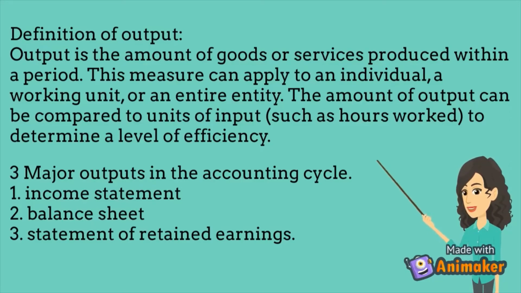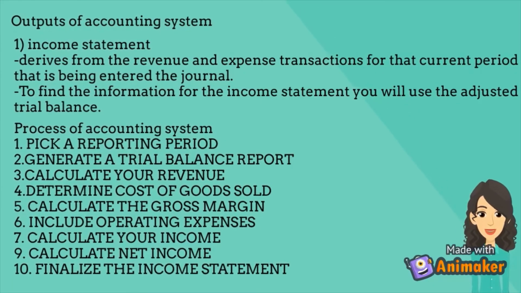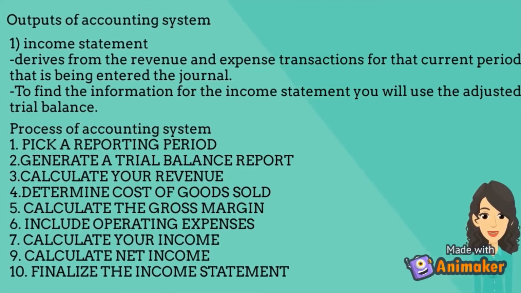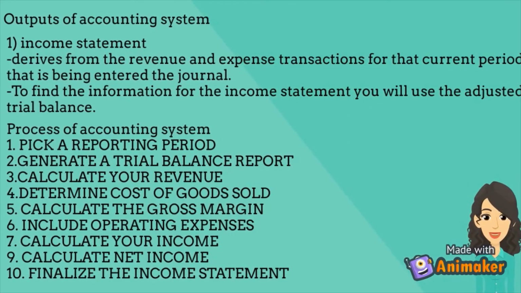Three major outputs in the accounting cycle: 1. Income statement. 2. Balance sheet. 3. Statement of retained earnings. That is for the current period that is being entered in the journal. To find the information for the income statement, you will use the adjusted trial balance.